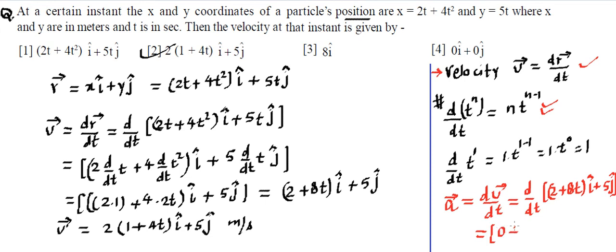Now when we apply this on 8t, 8 is a constant that you can take out, and the differentiation of t we have talked about, this comes out to be 1. So 8 into 1. And this will be associated with i cap. Then we differentiate this 5 j cap. 5 is a constant, j cap is a constant direction, so that will become 0. 0 j cap. So this will become our answer for acceleration. This is how acceleration is defined.